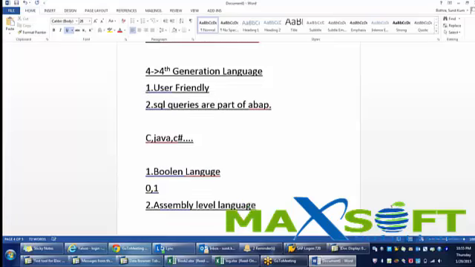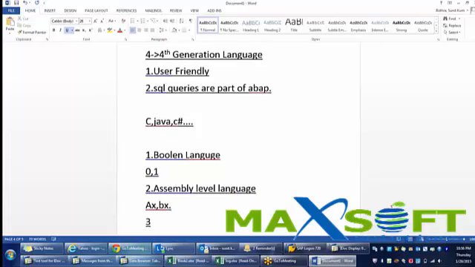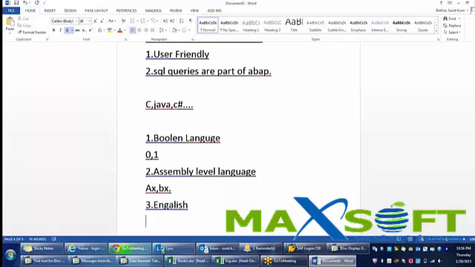If you have done engineering, you might have gone through this. We do some CPU programming using assembly level language like AX, BX registers. There are certain commands, like move and all. Then comes the third generation language, which we use in the form of plain English, but it's not that user friendly, and your commands are difficult to remember, like C, C++, Java and all that.